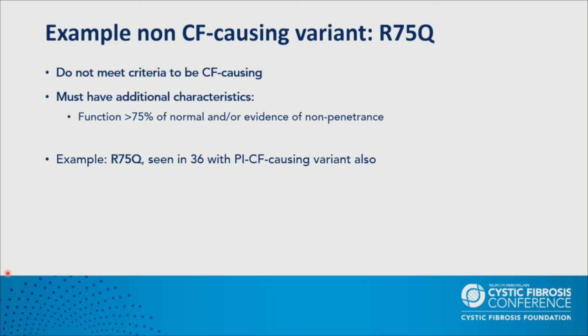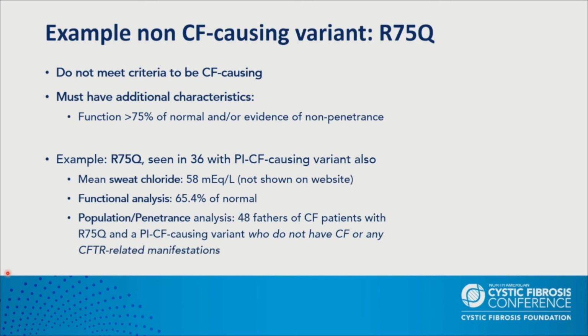So in CFTR2, we have R75Q. We have it in 36 people who also have a delta F508, W1282X, something like that. The mean sweat chloride of this group is 58, so we're below our 60 threshold. The functional analysis is pretty darn high. It's got 65% function. Now that doesn't meet our 75% threshold, but I'll go through the non-penetrance in a minute, but it clearly is not below 10%.